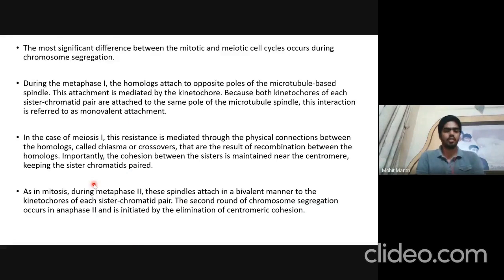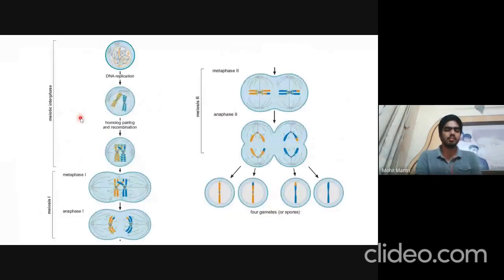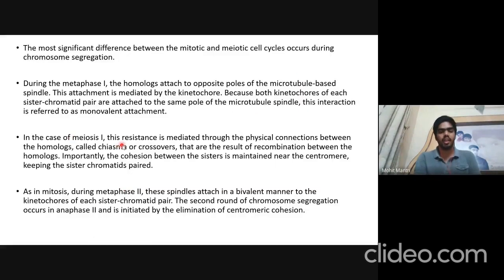And so this attachment is mediated by the kinetochore, and because both kinetochores of each sister chromatid pair are attached to the same pole of the microtubule spindle, this interaction is monovalent. As you can see, all the kinetochores are attached to only one side of the spindle, so this is monovalent attachment.